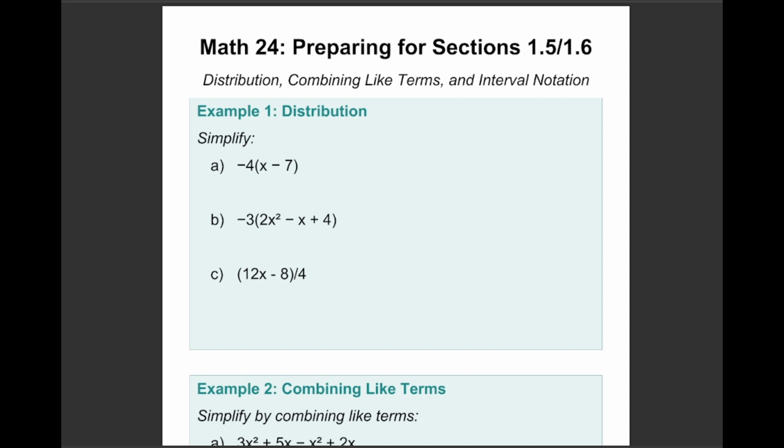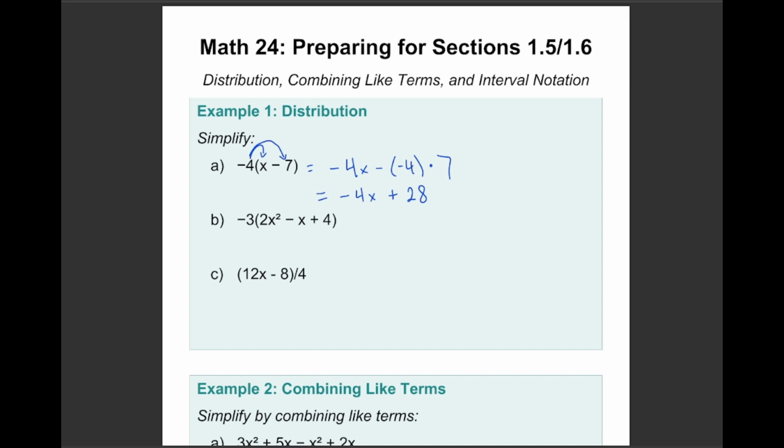So for this first example, we have -4 times x minus 7. Here we're going to want to distribute the -4 to the x and the -7. And this gives us -4x, and then we have minus -4 times 7. You don't have to write it like this every time. You are welcome to simplify the negative times a negative, which gives us a positive. So we get -4x plus, and 4 times 7 is 28.